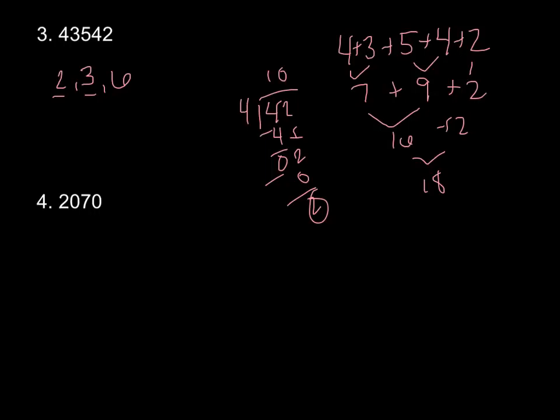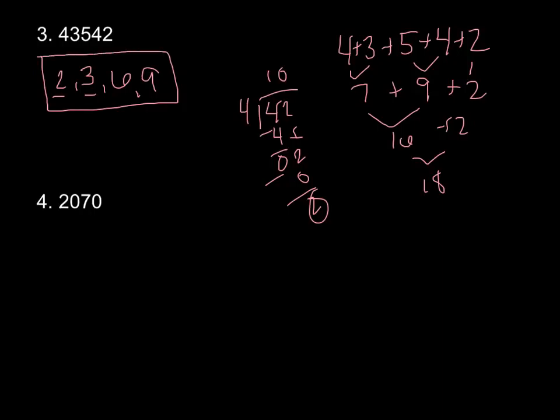And number 9 says the sum of the digits is divisible by 9. Again, we got 18, and 2 times 9 is 18. So I know that my number is also divisible by 9. And if it's divisible by 10, the 1's digit is a 0. And in this case, it is a 2. So here's my answer.